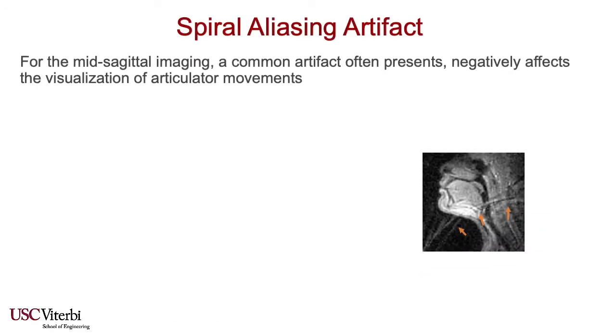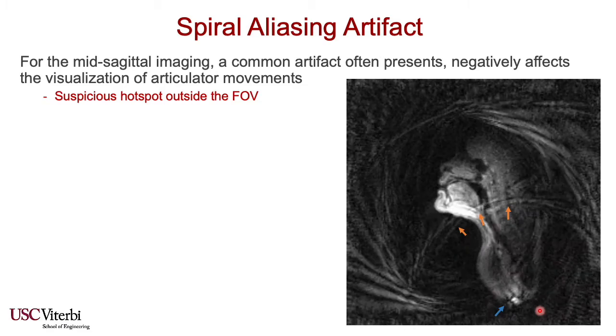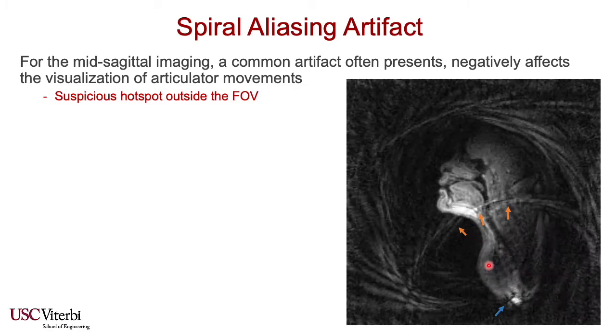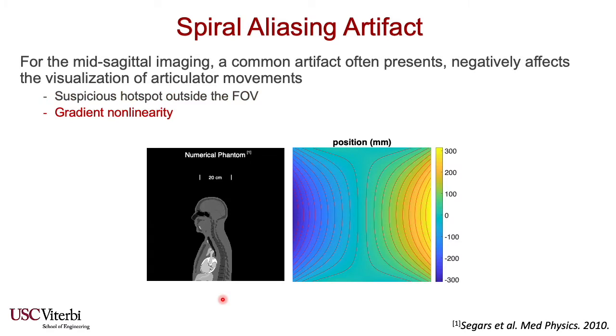However, for mid-sagittal slice imaging, a common artifact always presents, negatively affecting the visualization of articulator movements. With an extended FOV, we can see that this artifact is the aliasing of a suspicious hotspot outside the FOV. A major cause of the hotspot is gradient nonlinearity.